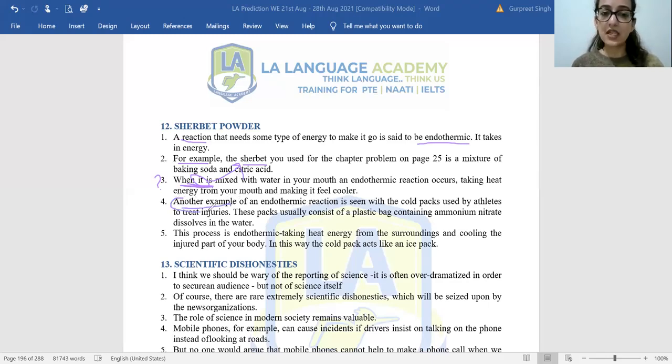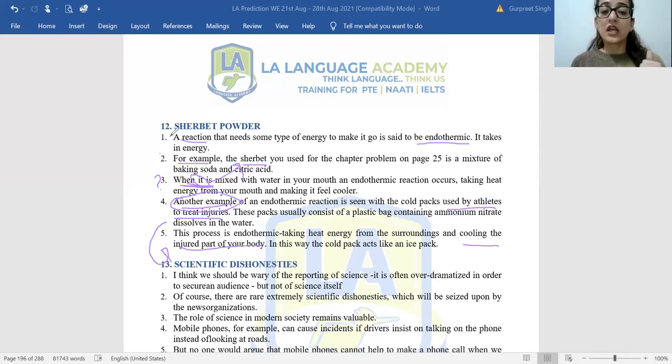So another example is enough hint to say that first one example will come and then next example will come. Is seen with the cold packs used by athletes to treat injuries. These packs usually consist of a plastic bag containing ammonium nitrate dissolved in water. So here we have packs used by athletes to treat injuries. And then this process is endothermic, taking heat energy from the surroundings and cooling the injured part of your body. So this is again talking about injuries. So which is an introductory sentence, another example is this. And then we continue explaining that with reference to the injured part of your body.